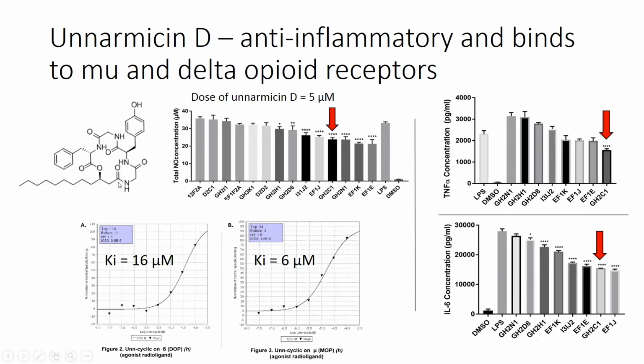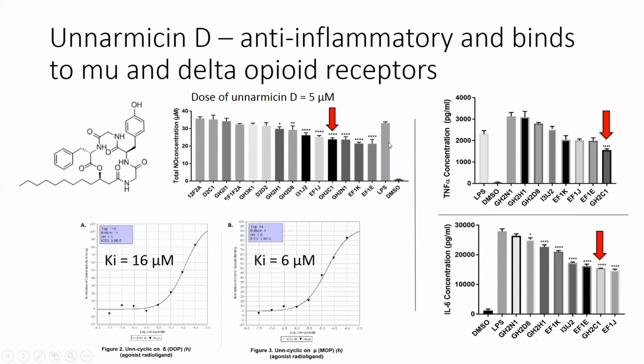So here's unarmacin D. What we did was we took a microglial cell line. So microglia are like the macrophages, the immune cells in your brain. And we're very concerned with neuroinflammation, right? If you have traumatic brain injury, you get neuroinflammation. If you have neurodegenerative diseases, you have neuroinflammation. So lowering neuroinflammation is very desired therapeutically. It's associated with reducing pain.